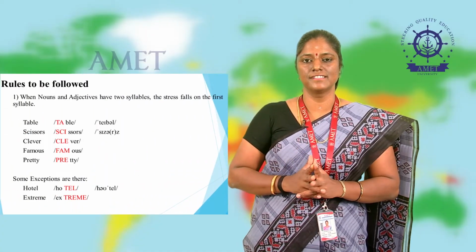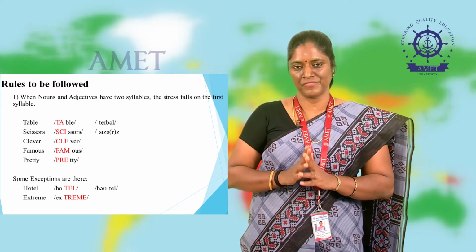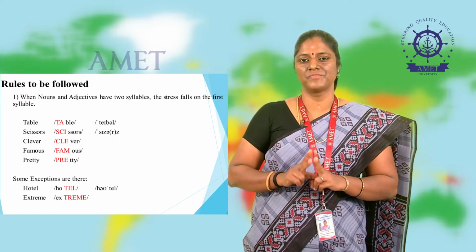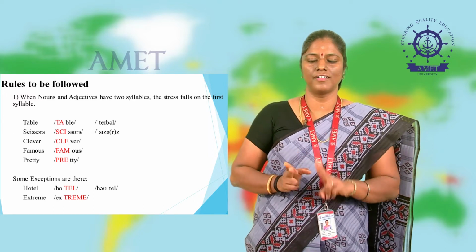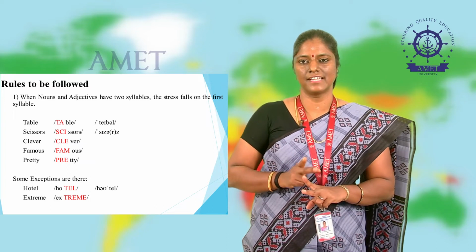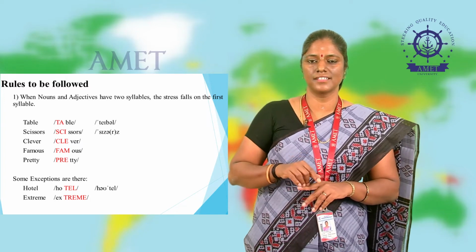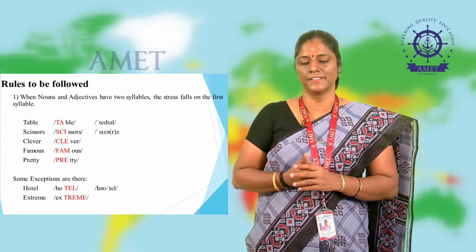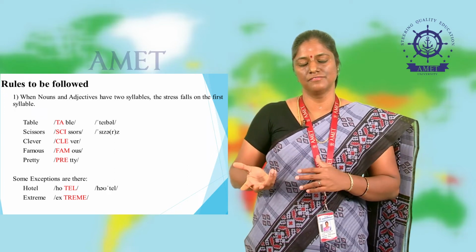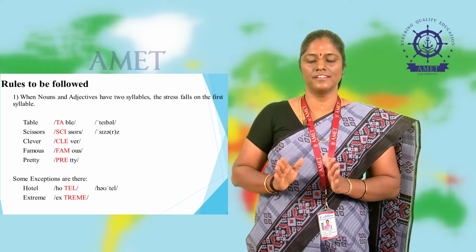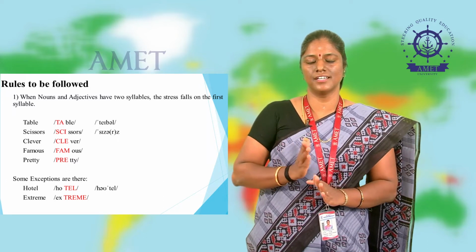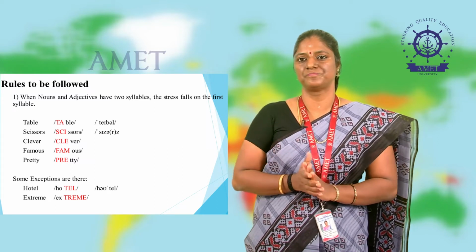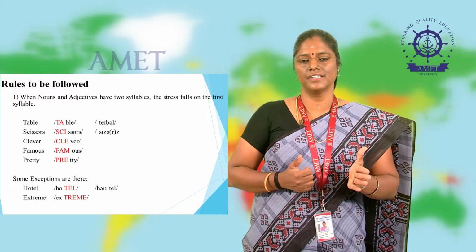Take an example: T-A-B-L-E, table. It's a two syllabic word, a noun. So the stress must fall on the first syllable, that is t. Before t we have to mark the stress, table. We'll take one more example, clever. It's an adjective. R is silent as usual. Clever, so before the k sound we have to mark the stress, clever. Pretty, pretty.